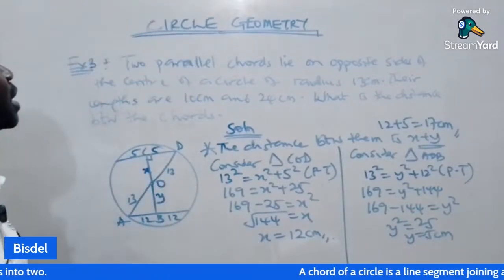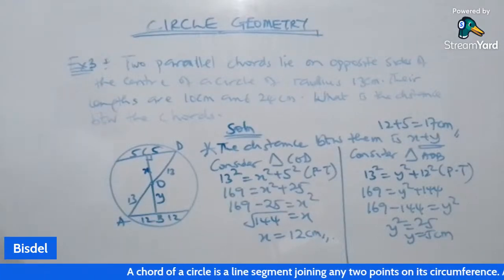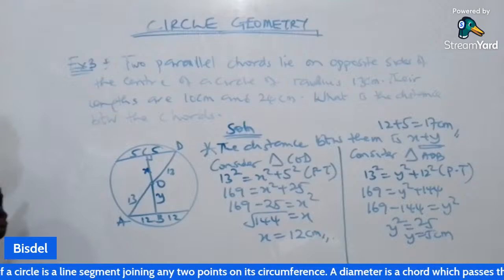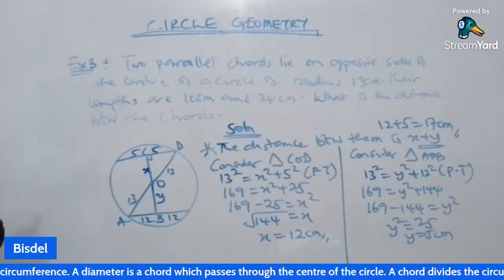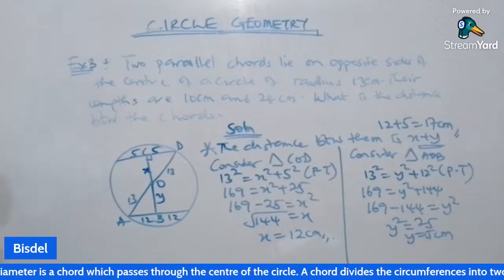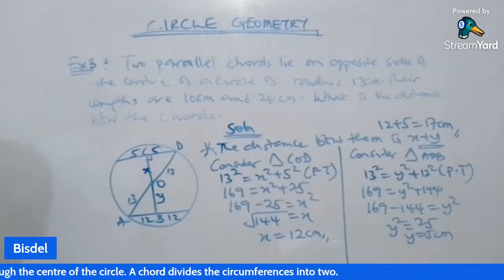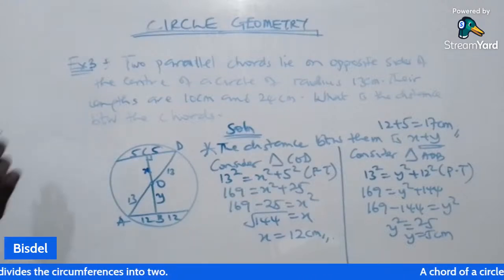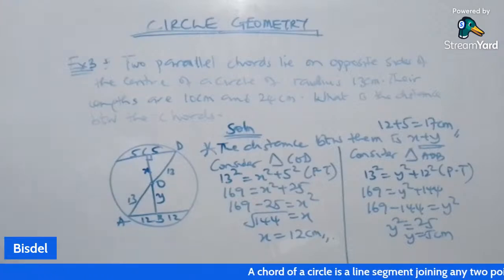So I would love to stop here because of our time. In our next class, I am going to take the second theorem. But I want us to note that under circle geometry, we have been able to establish the first theorem, which says that a line drawn from the center of a circle to a chord divides the chord into 2 equal halves and makes an angle of 90 degrees at that point. And that is what we have applied. We applied the theorem to be able to solve the 3 examples that we have.